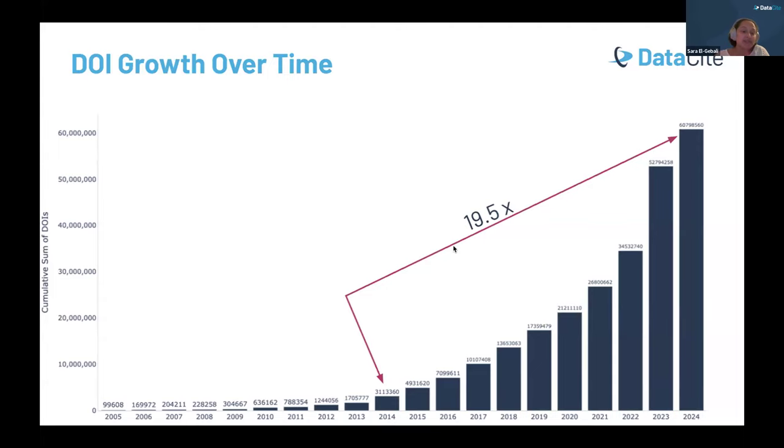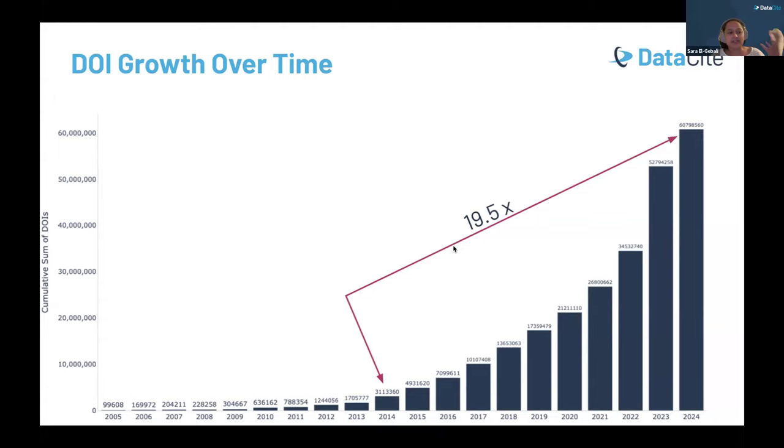This reflects the growing adoption of DOIs across disciplines. It highlights the increasing importance of DOIs in the research landscape. So we're really happy to see this, and hopefully we'll see the trends continue upward as well.